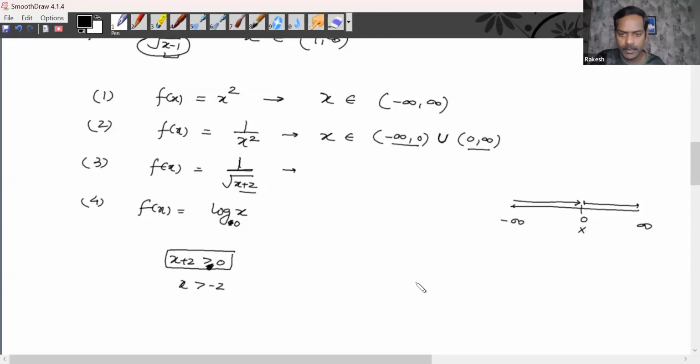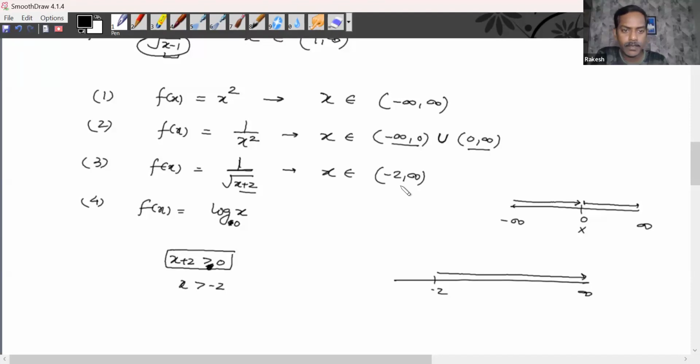So on a number line, we can see that if this is minus 2, this is plus infinity. So everything from this to infinity will be my domain except the value of minus 2. Because the moment I put the value of x to be minus 2, this will become 0, which we don't have to take. So here the value of x will be an element which is from minus 2 to infinity, right?